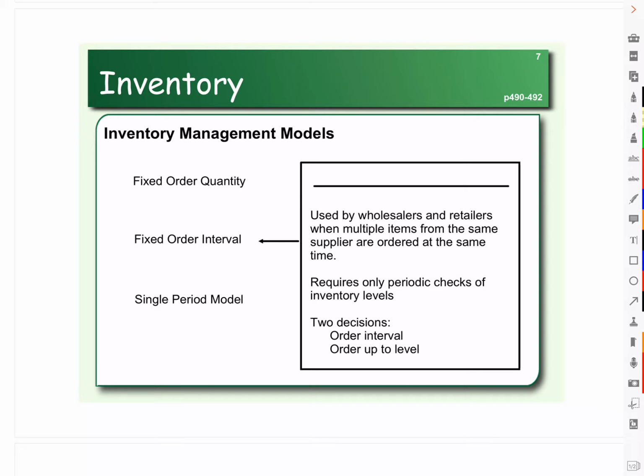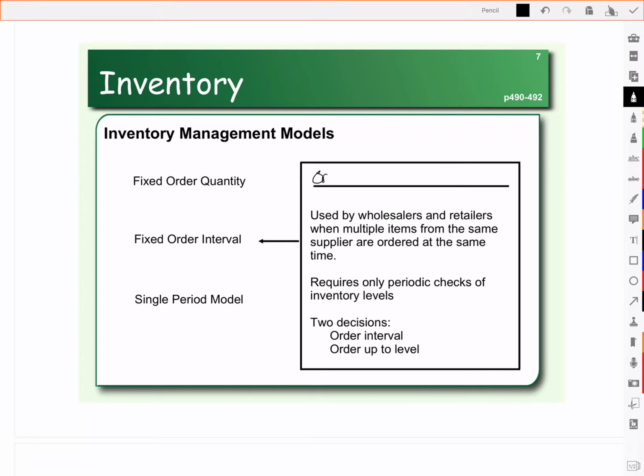Well, now let's look at fixed order interval. Fixed order interval is when orders are placed at a fixed time. So we could set that we're going to place our orders every Monday, or it could be the third Wednesday of each month. So we have a fixed time interval between orders.